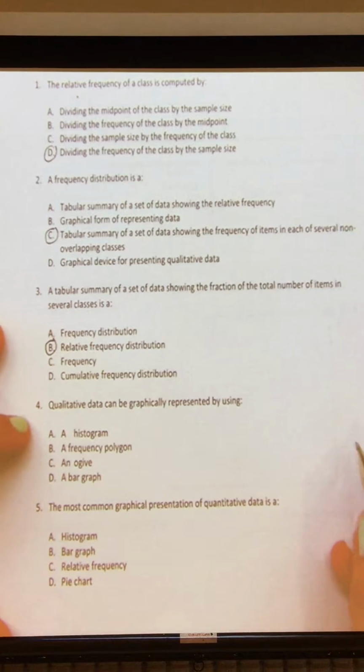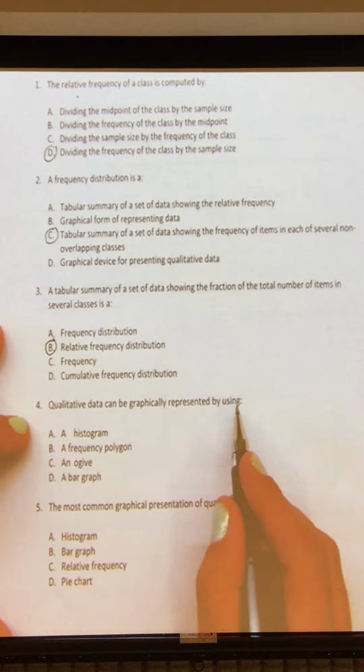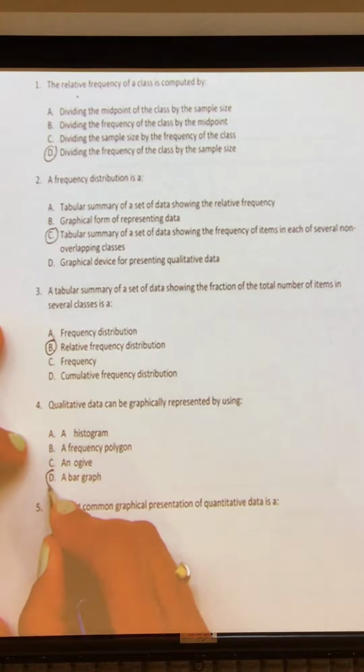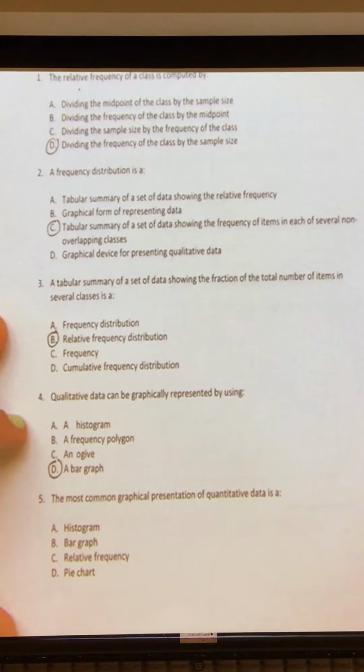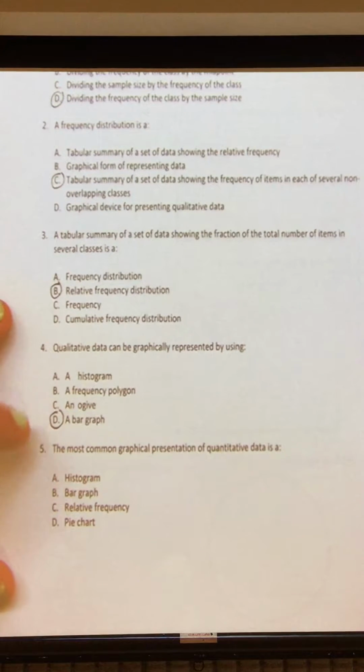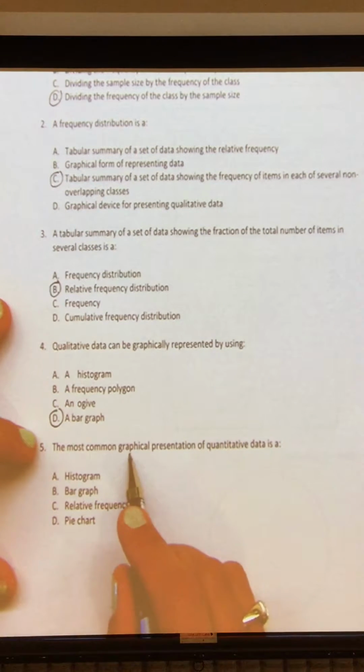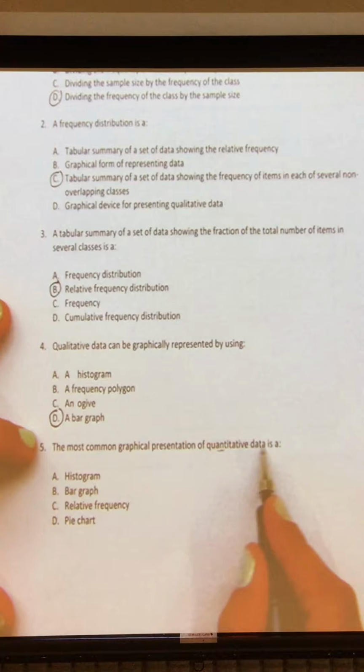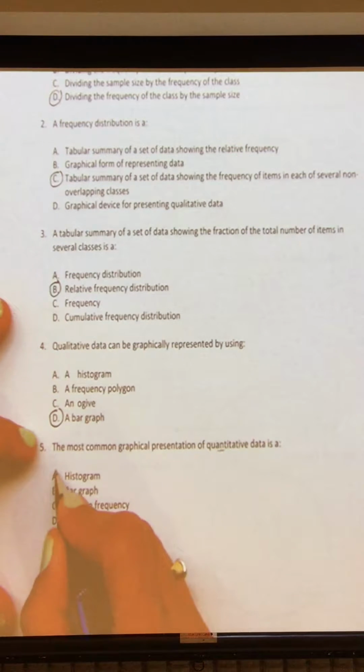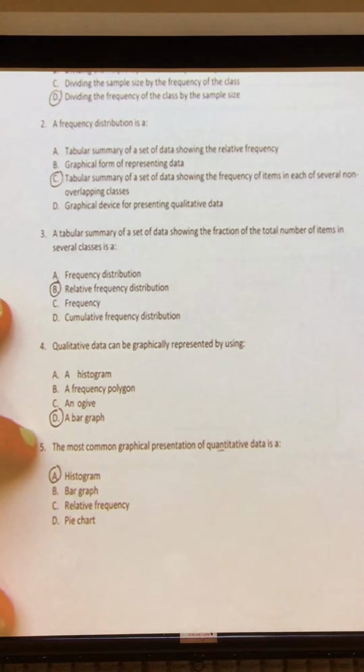Number 4, qualitative data can be graphically represented by using D, a bar graph. And number 5, the most common graphical presentation of quantitative data is a histogram.